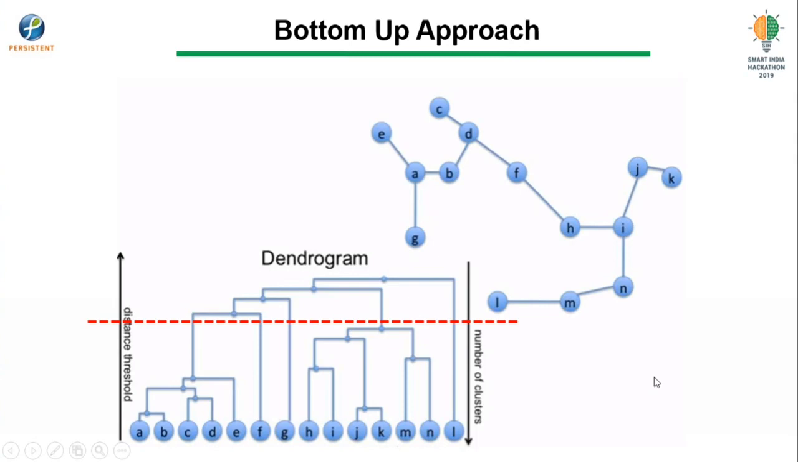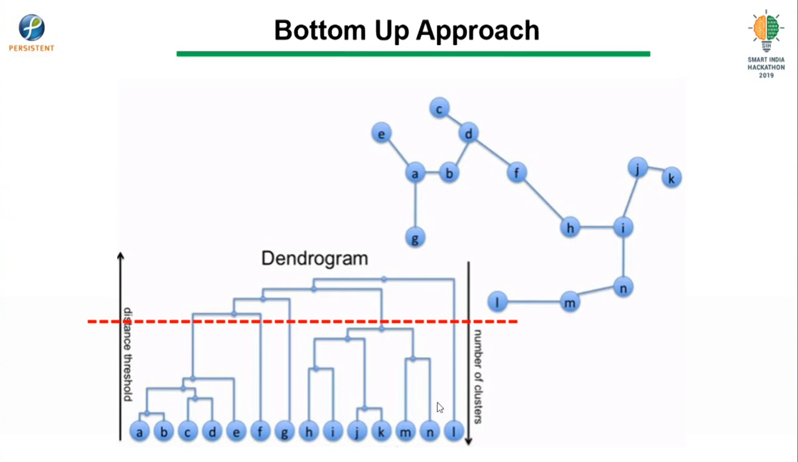So, as I change the cut, if I go up, then naturally I will get less and less number of clusters. If I bring this red line down, making the distance threshold smaller and smaller, I will get large number of clusters. So, I have to play with distance threshold just to get as many clusters as I want. This is called bottom up approach.